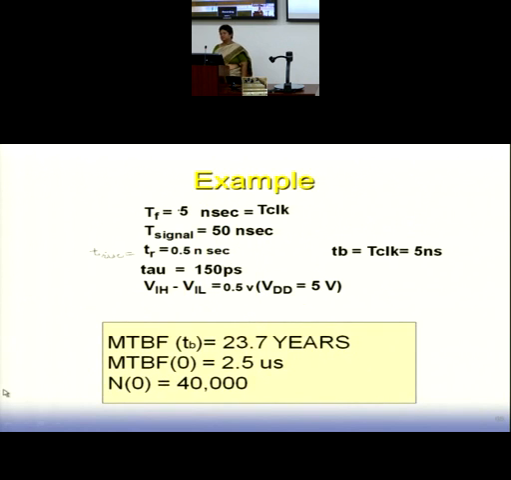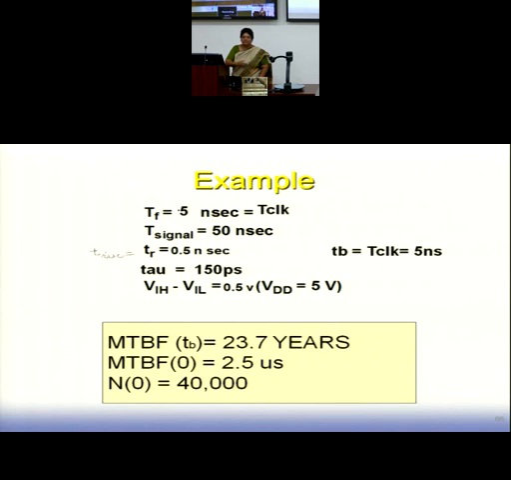So fine, we can have a small example now. The MTBF expression is with me, and we are given the sampling clock as 5 nanoseconds. T signal may be 50 nanoseconds, the rise time of my signal is say 0.5 nanoseconds, tau of my system is 150 picoseconds, and VIH minus VIL is this. The waiting time that I am giving is 1 clock cycle, that is 5 nanoseconds. I am not giving a waiting time more than that. What is the MTBF? What's the chance of failure? So MTBF, just plug in all the values, comes out to be 23 years.